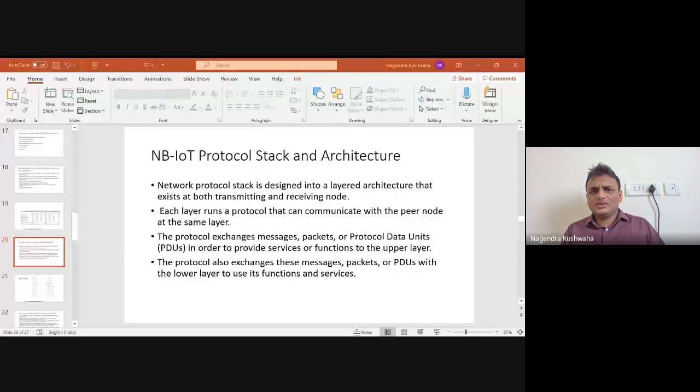why this 5G came into the picture. They can support a large number of devices. Therefore, congestion can be reduced.